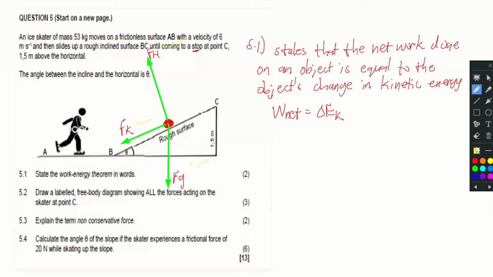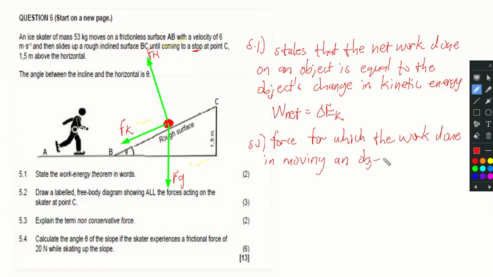Then 5.3 says, explain the term non-conservative force. What is a non-conservative force? Say a non-conservative force is a force for which the work done in moving an object between 2 points depends on the path taken.